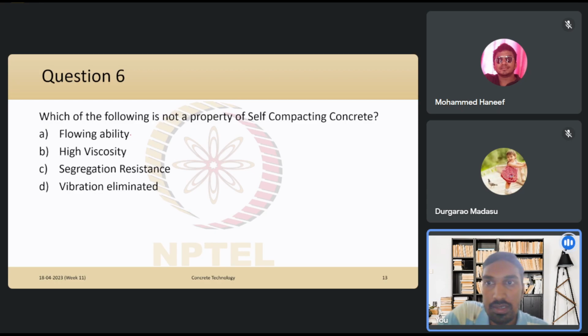Okay, question number 6 is, which of the following is not a property of self-compacting concrete? The options are flowing ability, high viscosity, segregation resistance, and vibration eliminated.